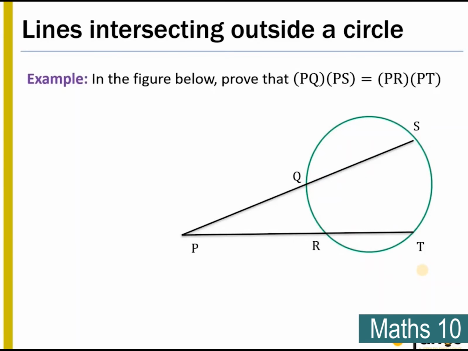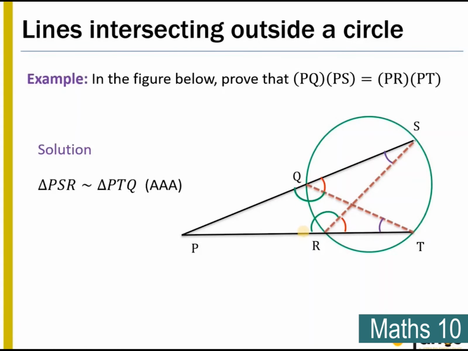Example: in the figure below, prove that PQ times PS equals PR times PT. We'll prove this using similar triangles. If we draw in these lines from Q to T and R to S, then we know that these two angles are equal because they are both subtended by this arc, and we know that these two angles are equal because they are both subtended by this arc. So therefore, this angle and this angle are equal because of this straight line and this straight line.